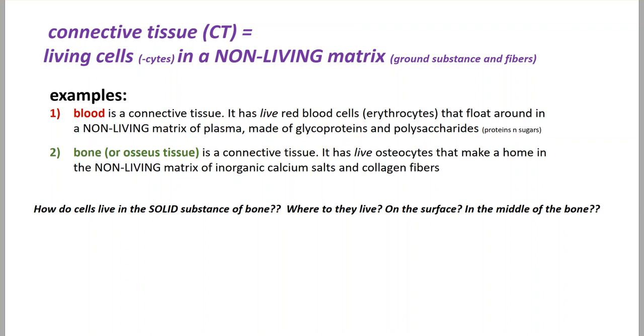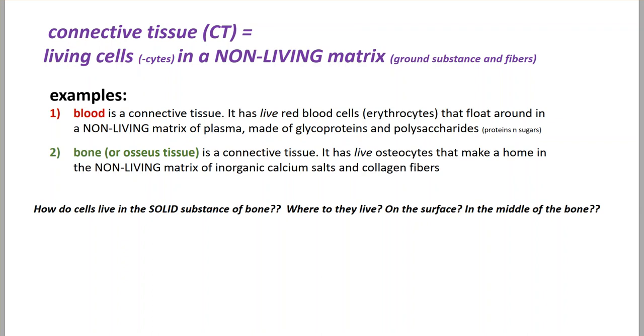Bone is also a connective tissue. Think of that song, your knee bone connects to your thigh bone. It's a connective tissue. It has live cells that make up the bone. You're rebuilding bone all the time. And they have to live in the non-living matrix of the hard calcium salts and collagen fibers of your bones. So this poses a question. It's easy to understand how a red blood cell or erythrocyte could live in the plasma. It's floating around, it's liquid, it's easy. But how does a living cell live in the hard surface of your bones?